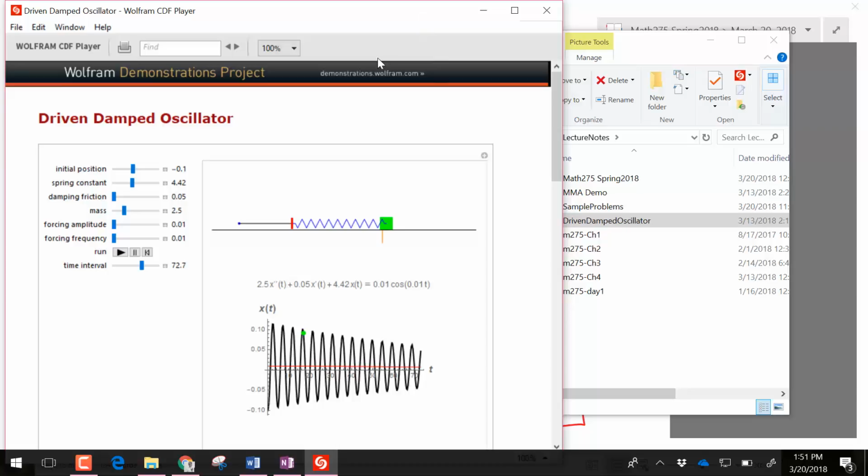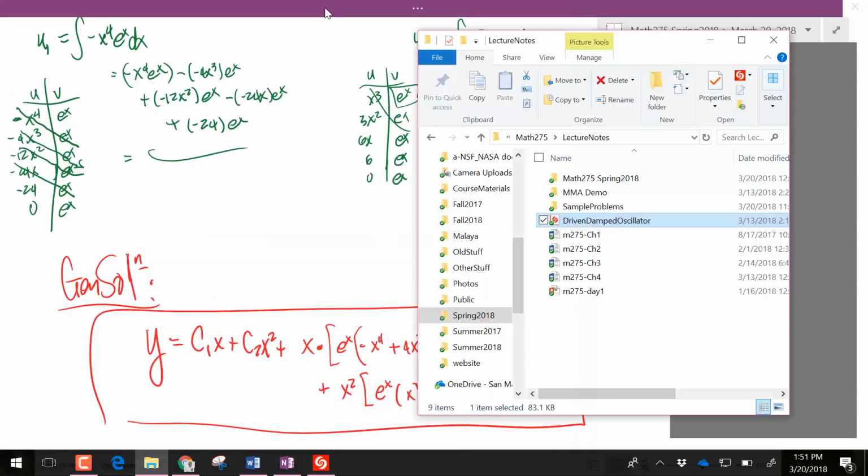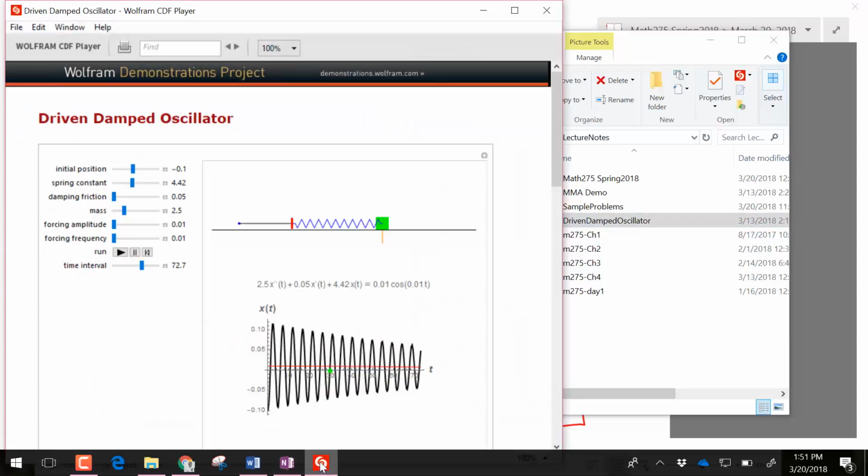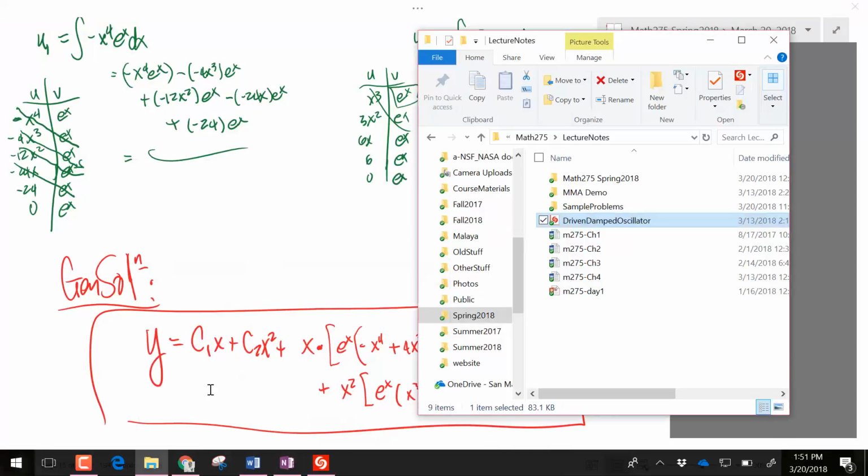So yeah, I'll post this. This is a CDF file. It's a Mathematica type of file that you can mess around with if you download the CDF player from Wolfram. All right. Anyways, I'll see if I can dig up an example of a Cauchy Euler.